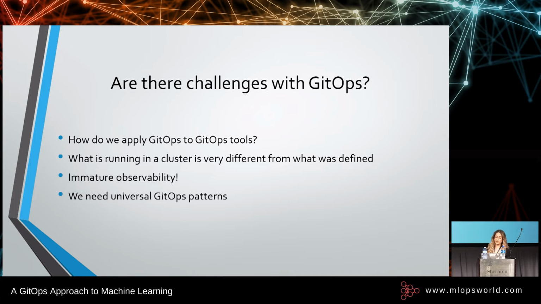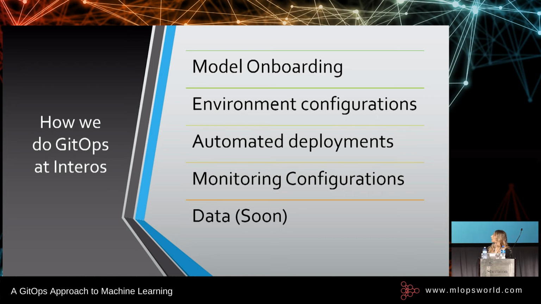Now, there are a few tools out there that attempted to define some good practices, like Jenkins X, if you guys have used Jenkins X before, and Flux. But those implementations don't work outside of those tools. So we have found that we really need some universal GitOps patterns that can be applied no matter the tooling being used. Okay. So how do we do GitOps at Interos?